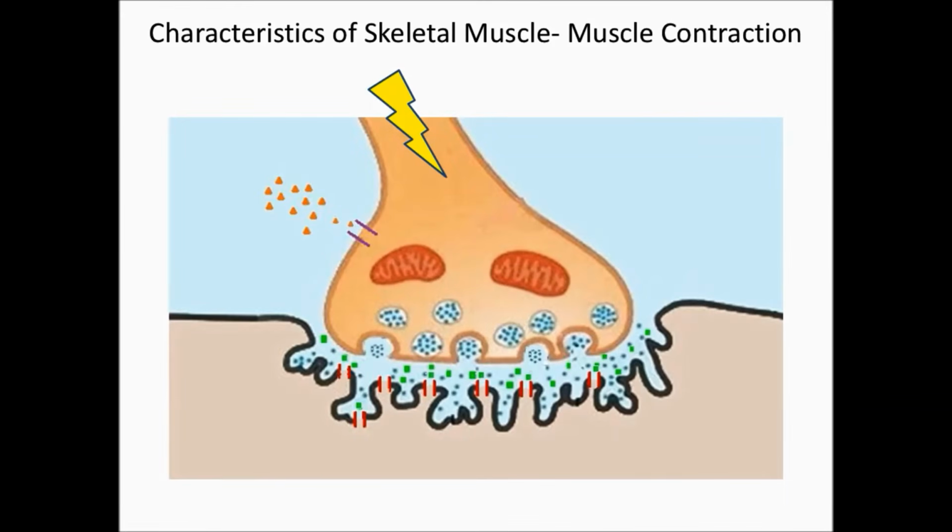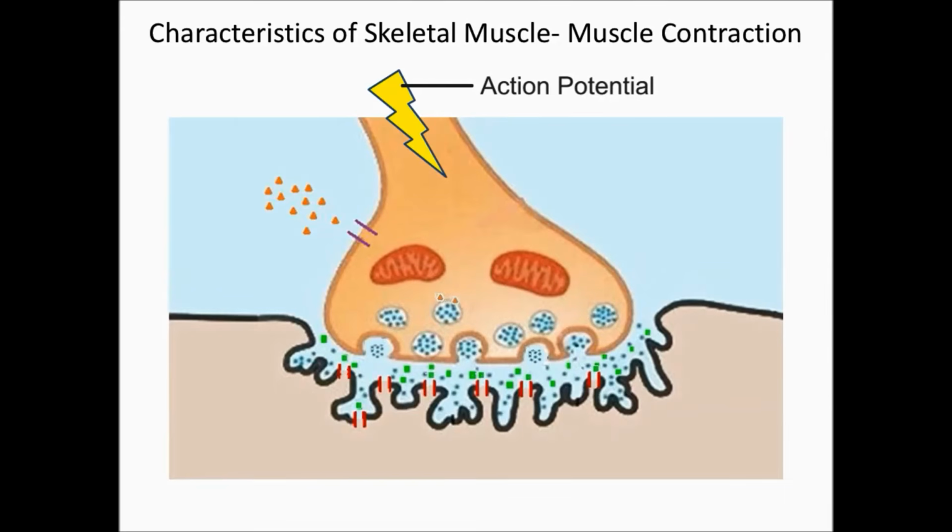So now that we've gone over the parts, let's go over what happens at the neuromuscular junction. First, an action potential travels down to the axon terminal. This action potential stimulates the opening of voltage-gated calcium ion channels, allowing calcium ions to diffuse into the axon terminal. These calcium ions then stimulate synaptic vesicles filled with neurotransmitter to fuse to the presynaptic membrane of the axon terminal.